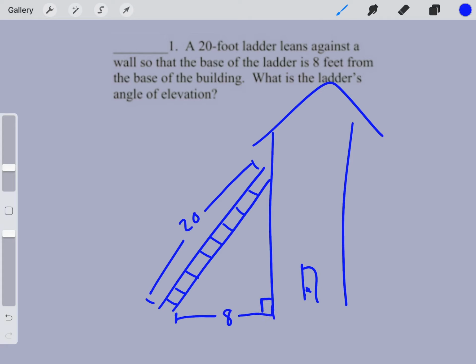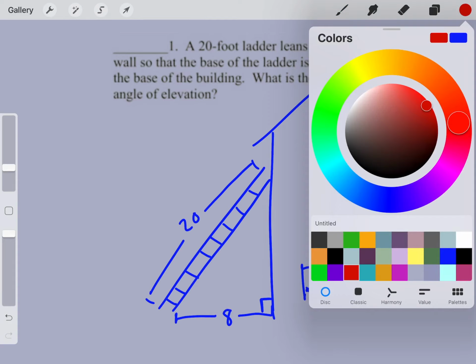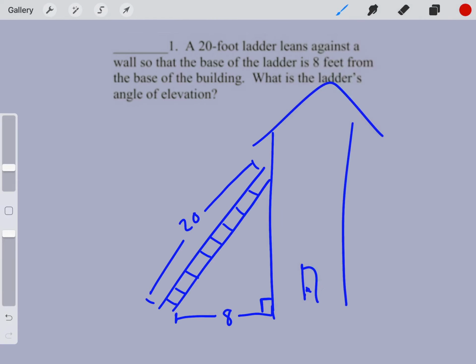Okay? So we have created this right triangle, and it's asking what is the ladder's angle of elevation? So at what angle is this elevated? So let me show you where that angle is specifically. The angle in question is this angle right here. That's how much it has been elevated from the ground up to the wall. It has been elevated, and it's asking what angle is that being pitched at.